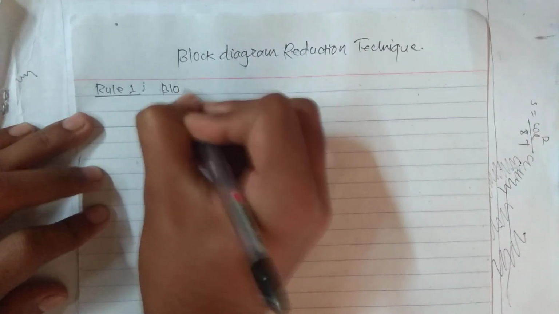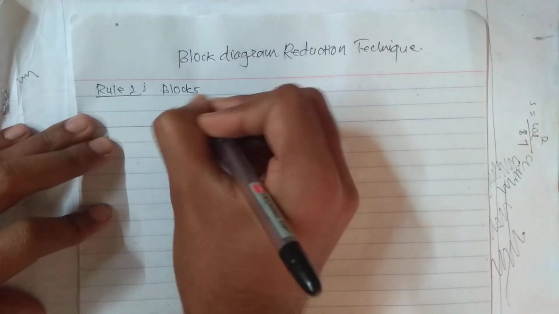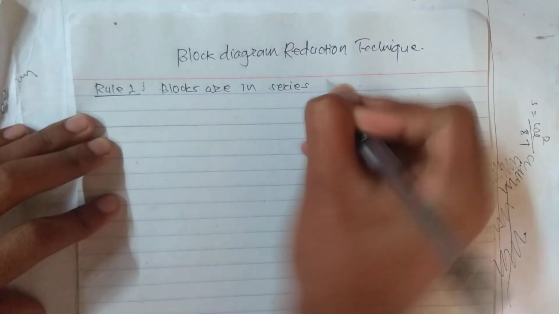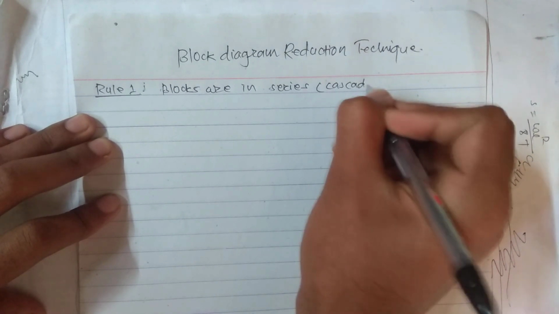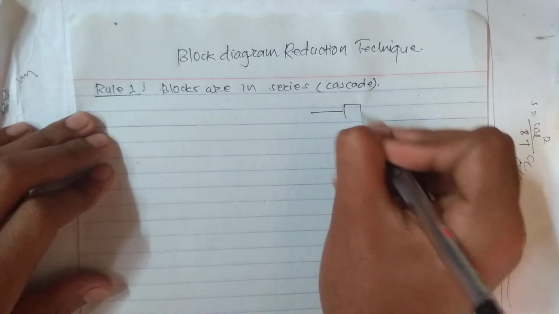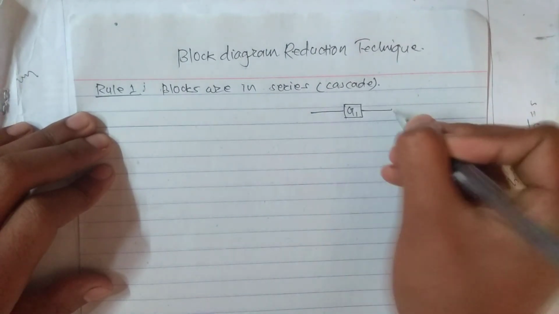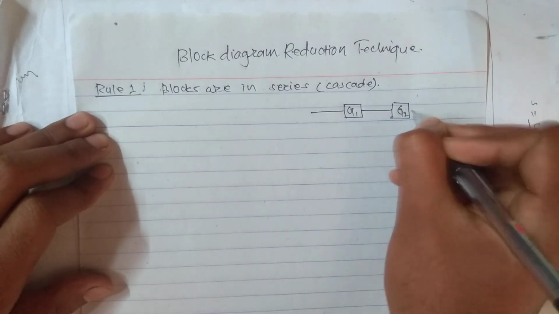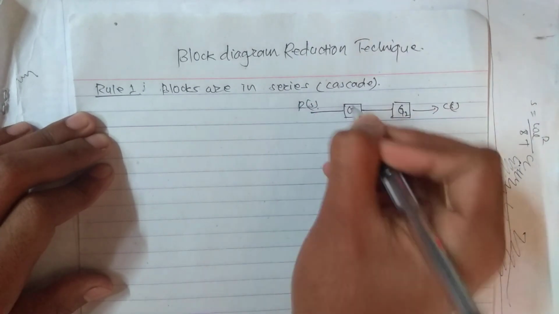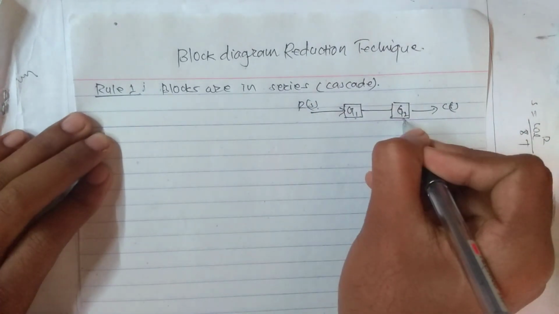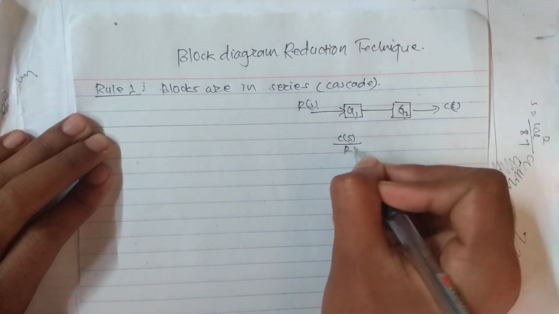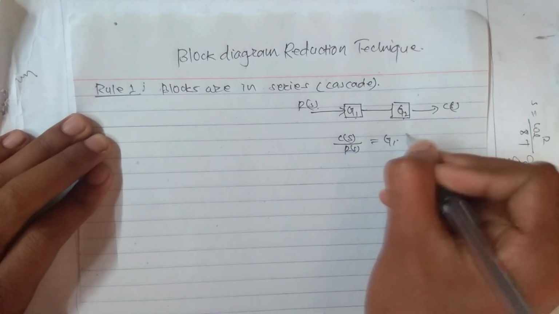When blocks are connected in cascade, when blocks are in series or cascade form, suppose we have G1 and another G2, C(S) and R(S). Since G1 and G2 are in series, we simply multiply them. So our required transfer function will be G1 into G2.